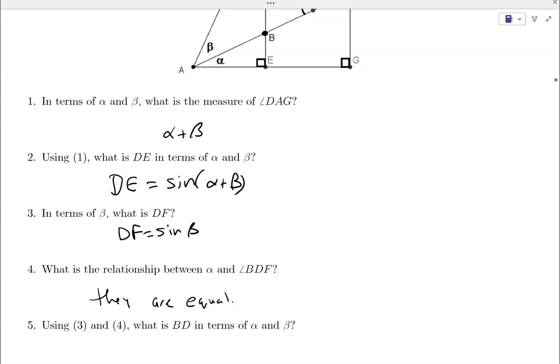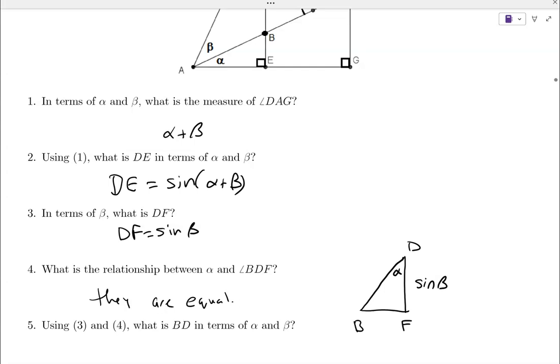So now we've got, let me draw this picture. I'll rotate it a little bit. Here is BFD. We know this angle is alpha. And we know this side is sine of beta. Now I was looking at the hypotenuse of that right triangle. So relative to alpha, this side is the adjacent.